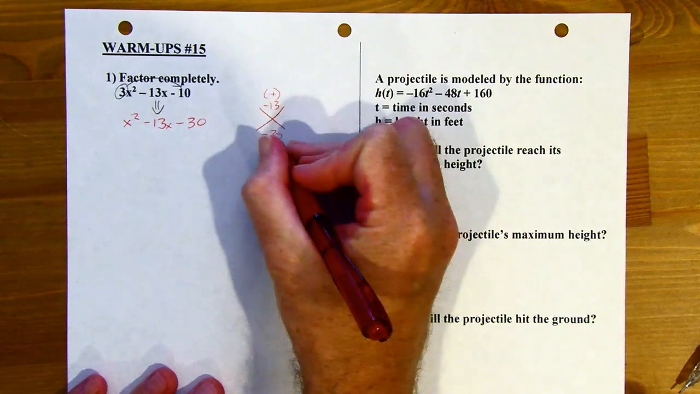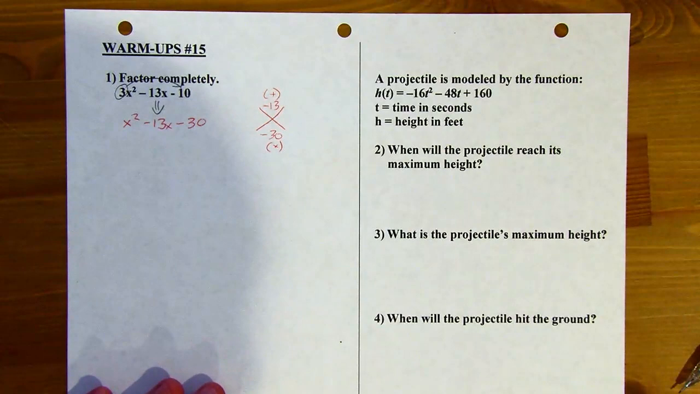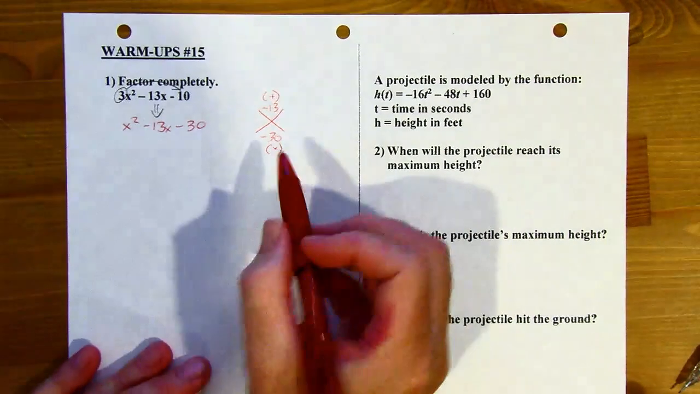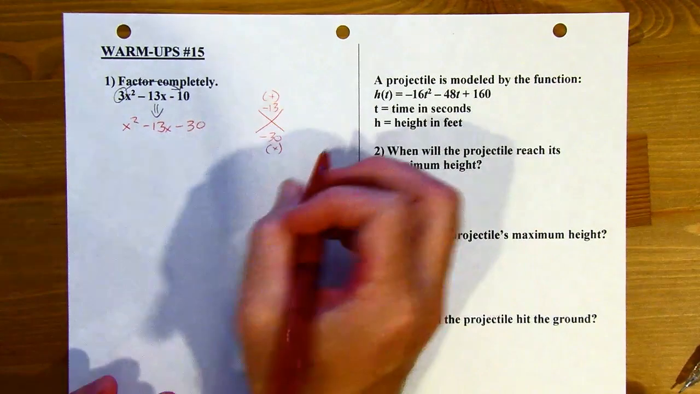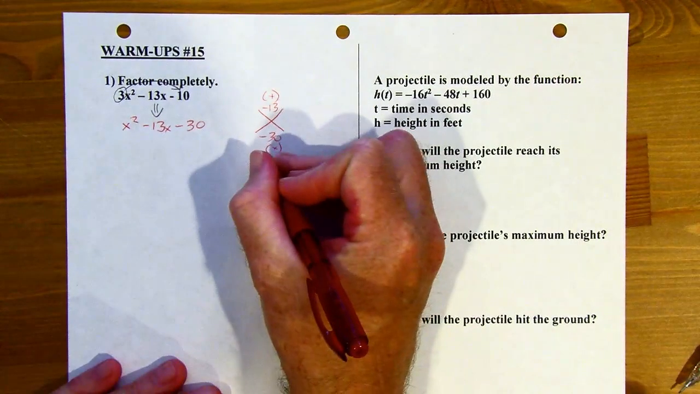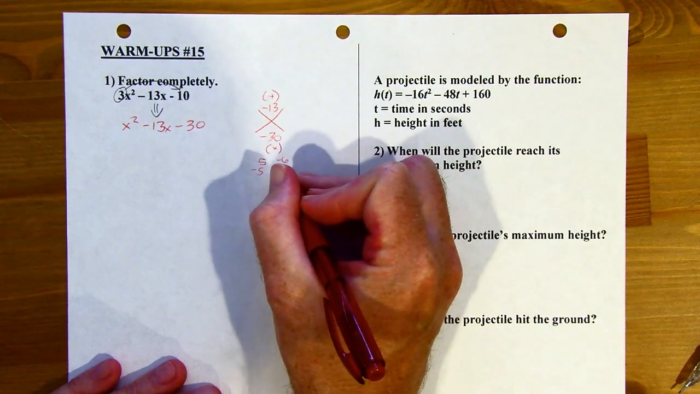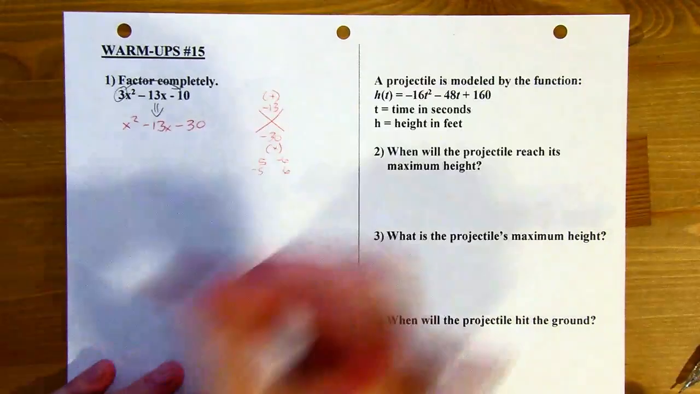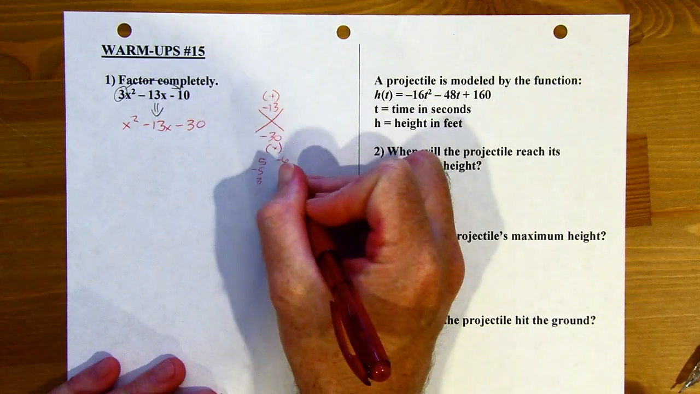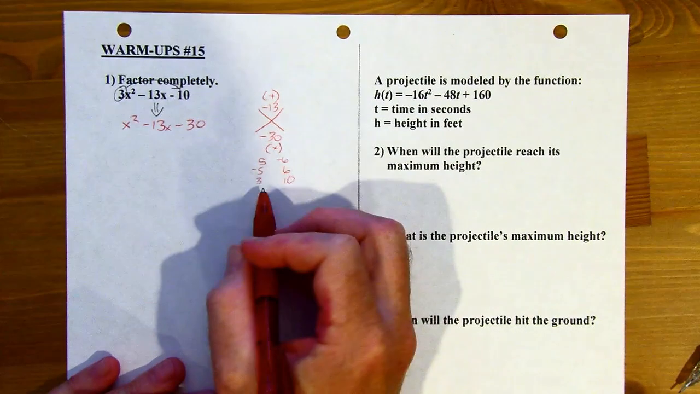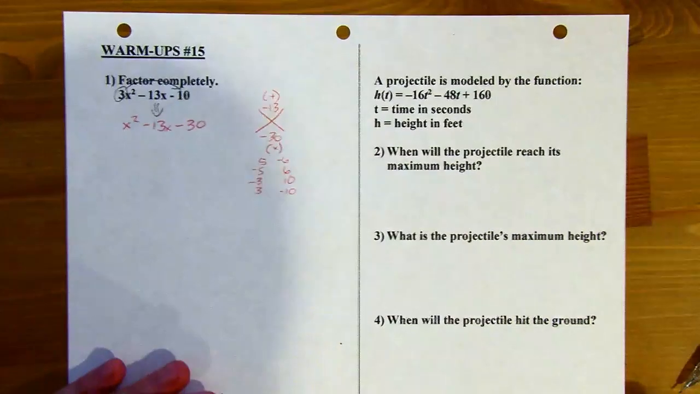I'm looking for two numbers that add to negative 13 and multiply to negative 30. You can make a list of all the ways to multiply to get negative 30. One of these would have to be positive and one would be negative. These might work, but I can't get 13 out of those. How about 3 and 10? That's very promising, but remember one of them has to be positive and one has to be negative. So that doesn't work either.